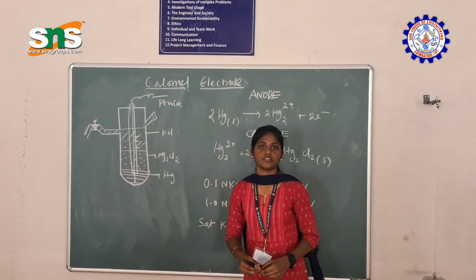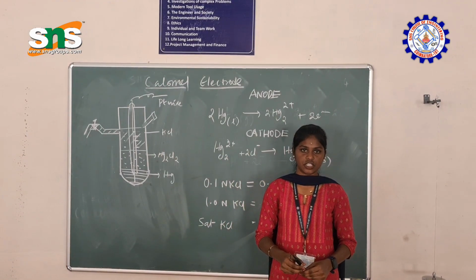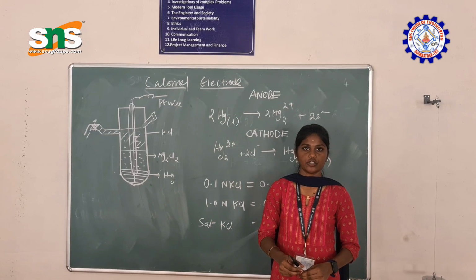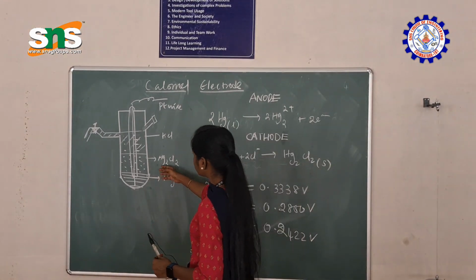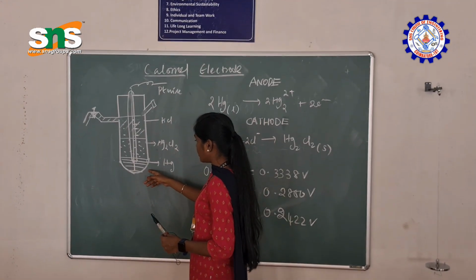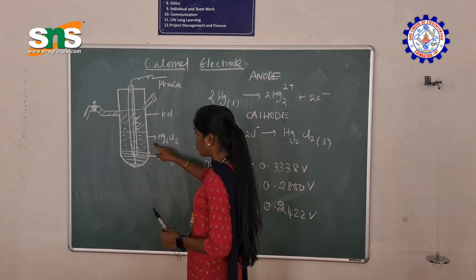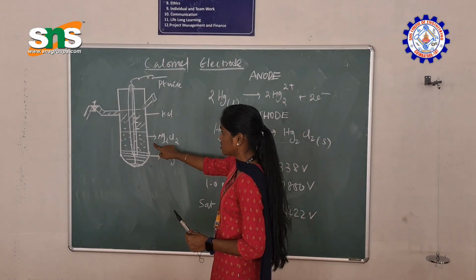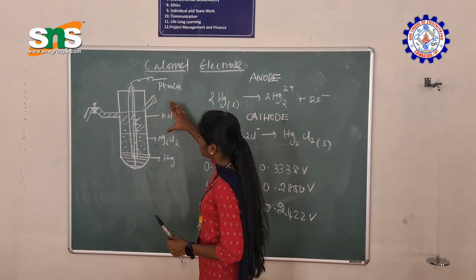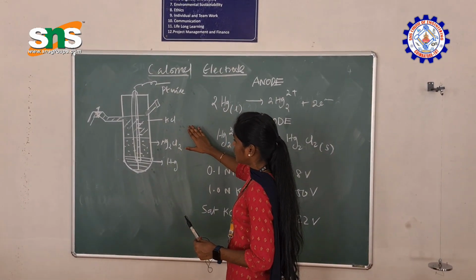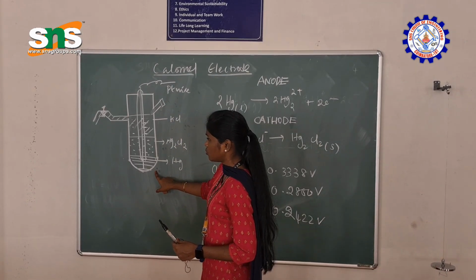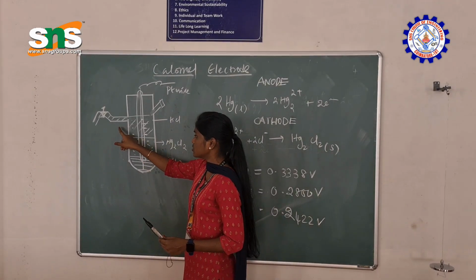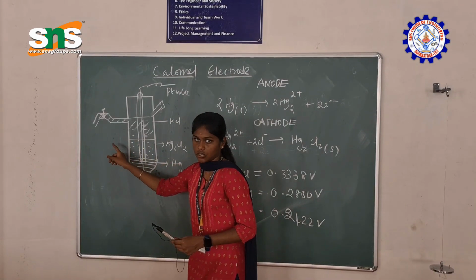Hello everyone, I am Sasmita from the Department of Artificial Intelligence and Data Science. I am going to talk about the construction of the Calomel electrode. So it usually consists of a glass tube and the bottom is filled with mercury, above which the mercurous chloride is placed. The remaining part of the glass tube is filled with a saturated solution of KCl. It also consists of a platinum wire which is sealed at the bottom, and the side tube is made to have a contact with the salt bed.